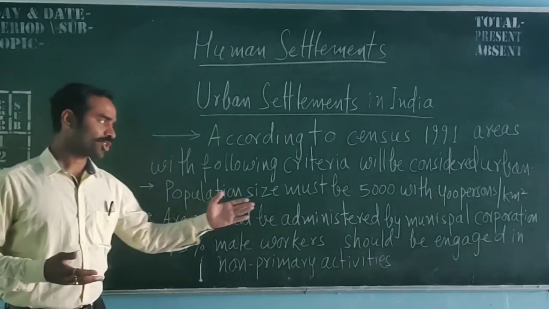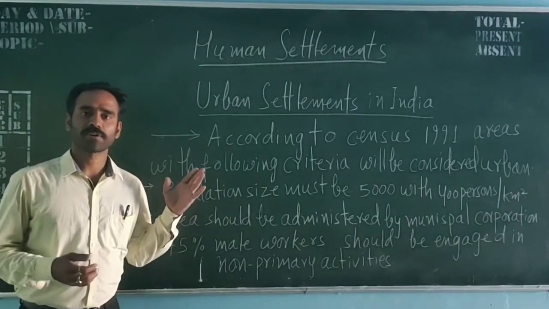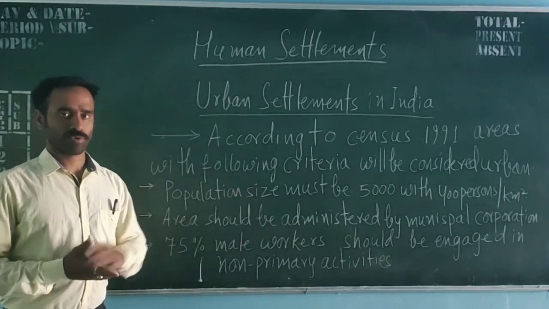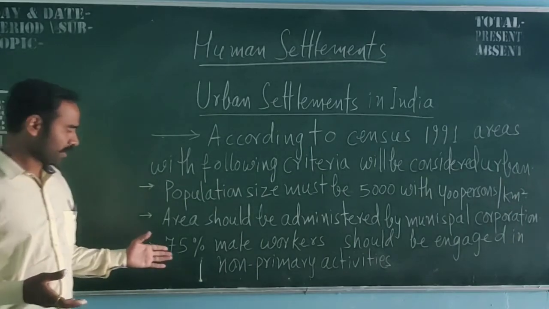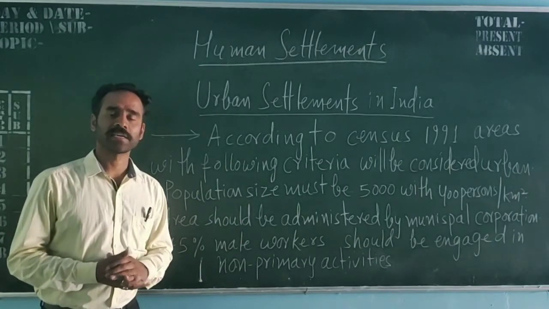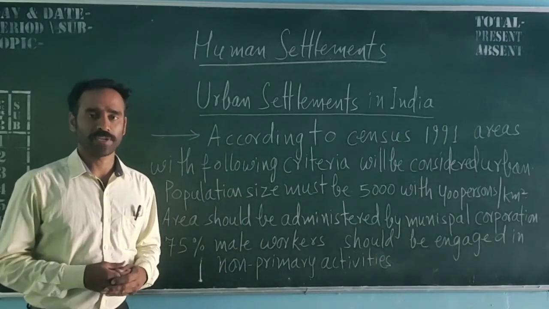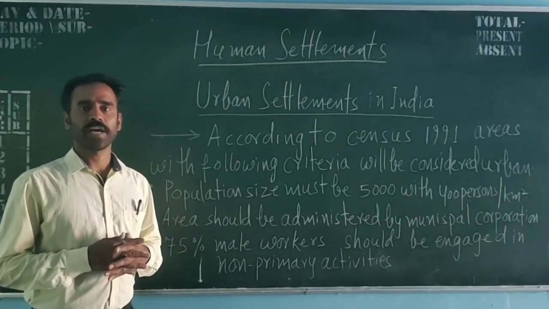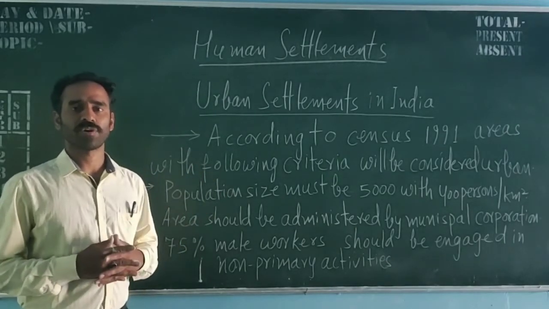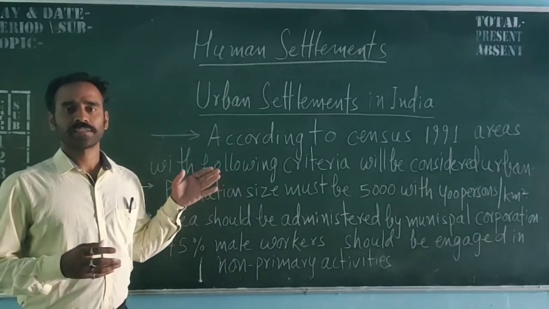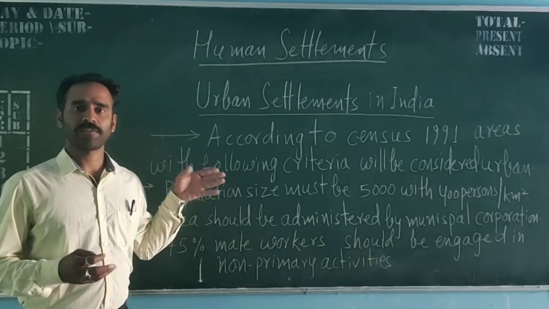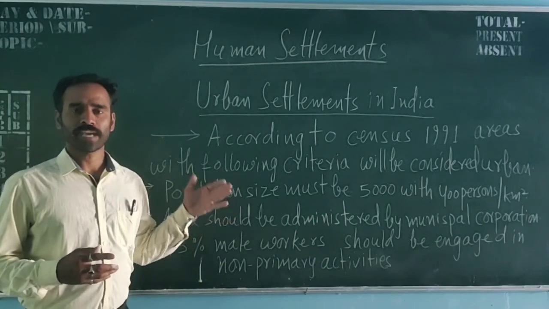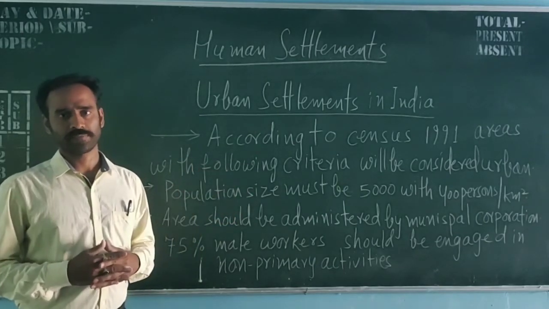After that, the area should be administered by a municipal corporation, municipality, notified town area committee, or cantonment board. And 75% male workers must be engaged in non-primary activities. An interesting fact about urbanization and the cities and towns of India is that the level of urbanization and the level of services available in towns and cities is quite low compared to that in developed countries.